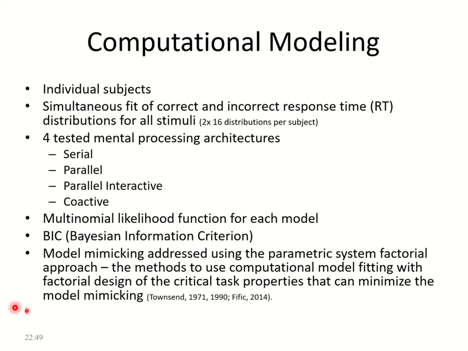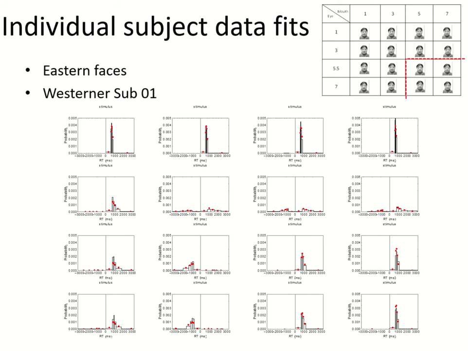Then later we turn to computational modeling, and we try to fit each of these 4 models to individual subjects' data using response time distributions that will reveal more rich information about underlying perceptual decision-making processes. Here we see the results of a quantile-based model fit for one subject seeing Eastern faces. Theoretical results are in red dots, the quantiles are in the bars.